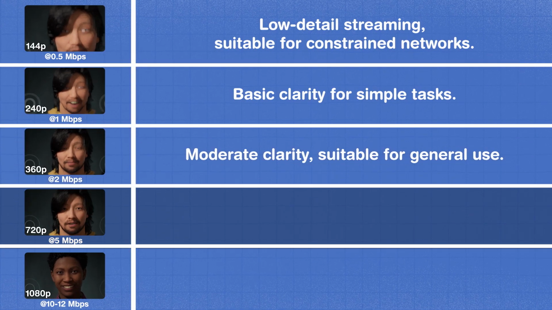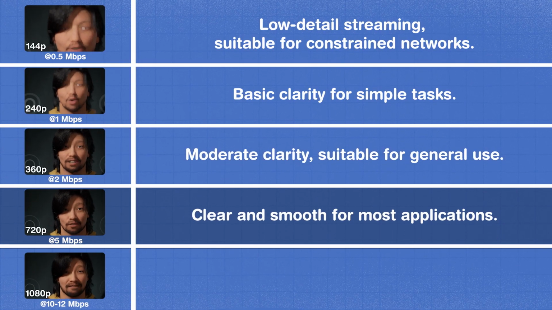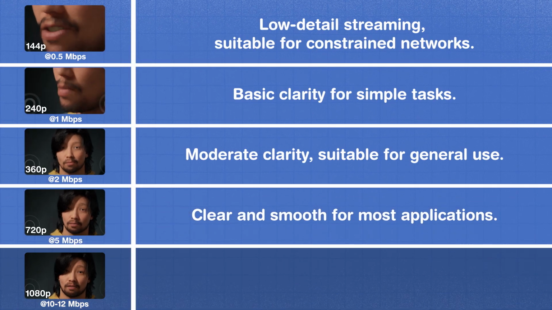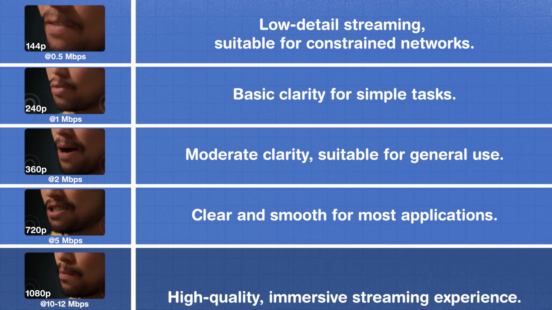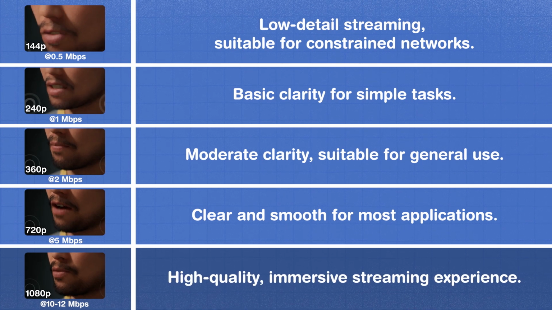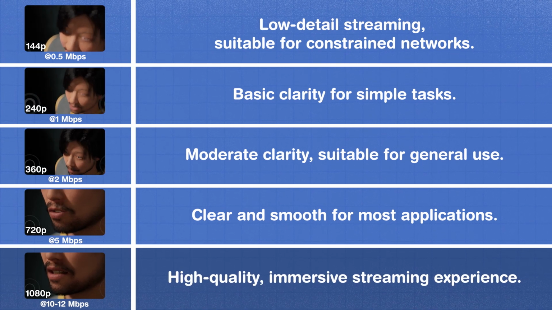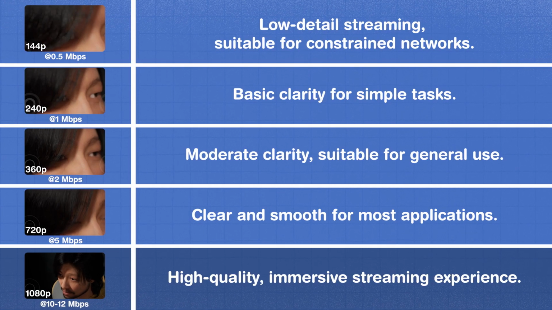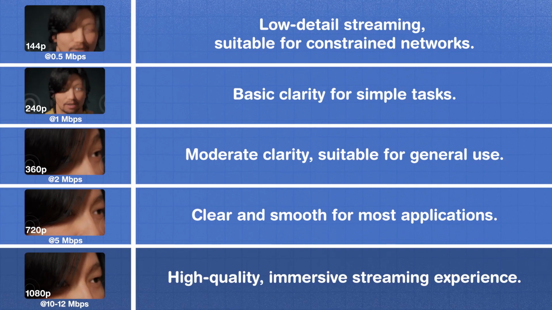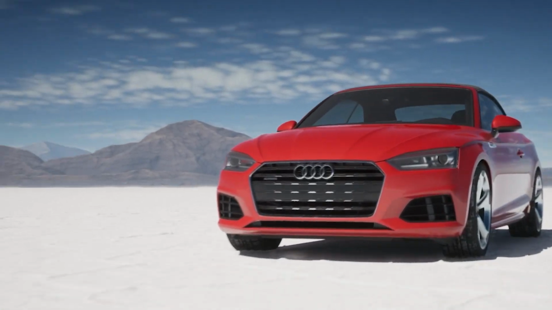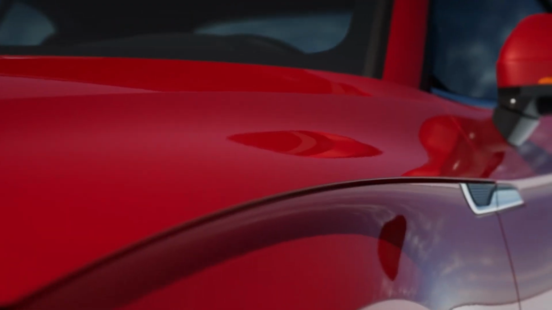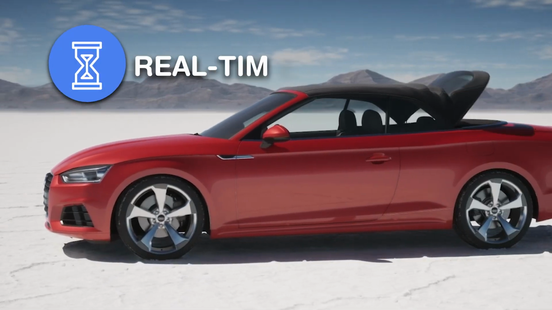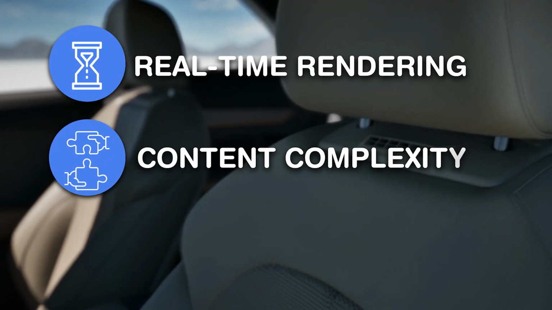For 720p streaming, a minimum of 5 megabits per second ensures clear and smooth visuals, while Full HD at 1080p demands at least 10 to 12 megabits per second for an optimal experience. Advanced streaming applications require bandwidths of higher megabits per second or more to support real-time rendering and interactivity. While the video's bandwidth suggestions are suitable for most cases, it's worth mentioning that pixel streaming can have higher bandwidth requirements due to the level of real-time rendering, content complexity, and interactivity.